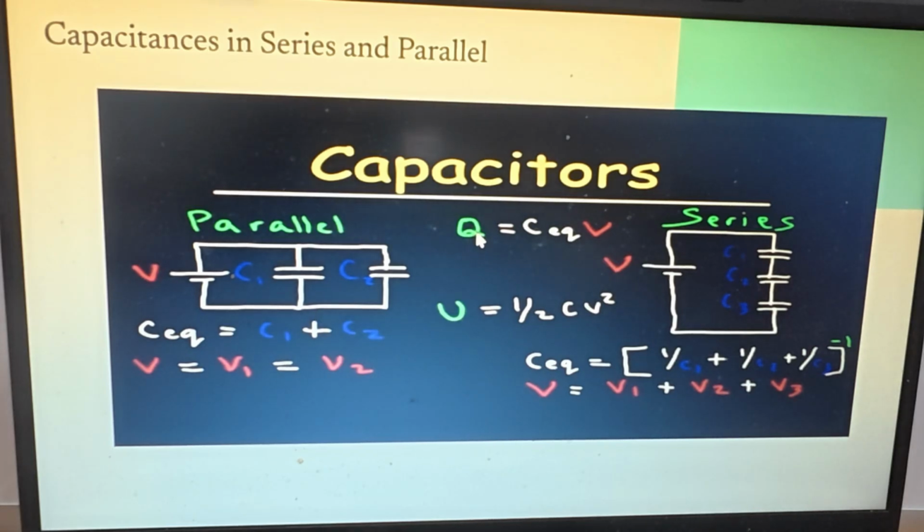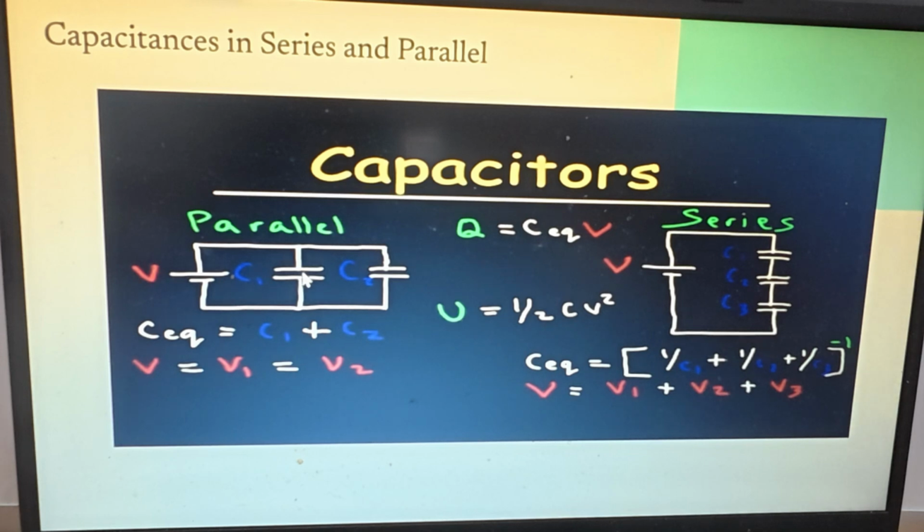So the charge Q is equal to capacitance times the voltage. That's something you have to remember. Charge is equal to capacitance times the voltage. So capacitances in parallel are like resistances in series. They simply add, like C1 plus C2. So whenever you see capacitances in parallel, you have to get the equivalent capacitance, you have to add them.